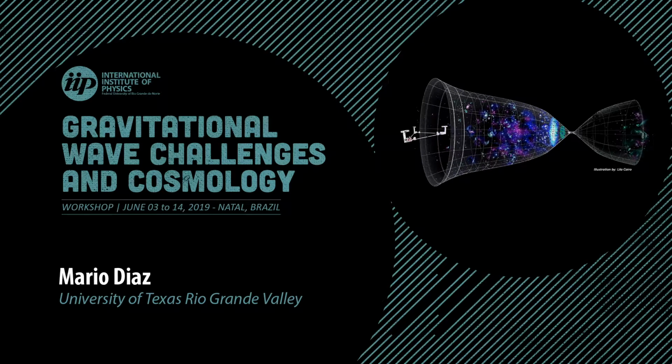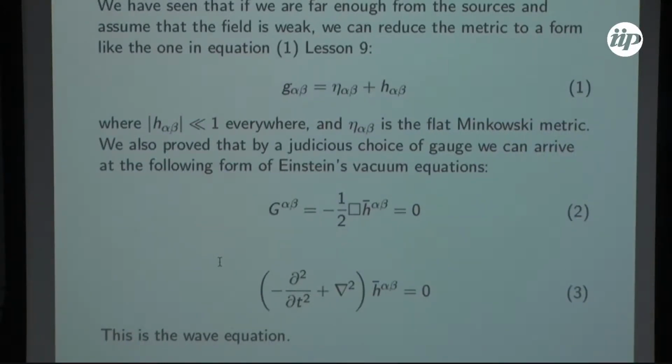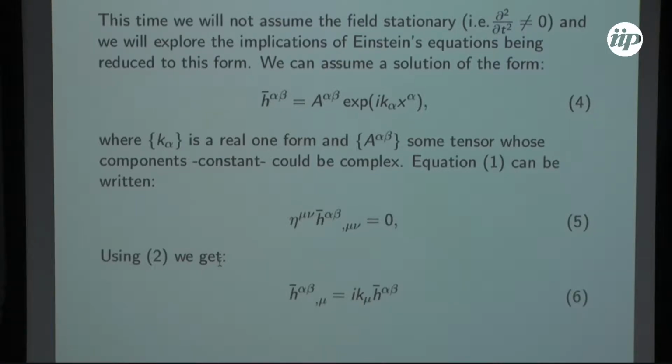So we already learned about the wave-field limit, and we know whether we can take that approximation. Einstein's equation in vacuum are going to be this, and the wave equation is going to be given by this expression. So now we're going to assume a solution that is a wave function.